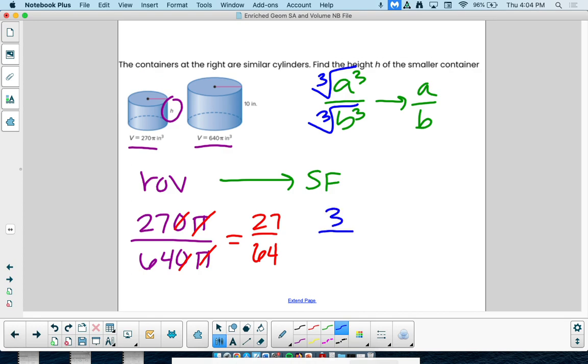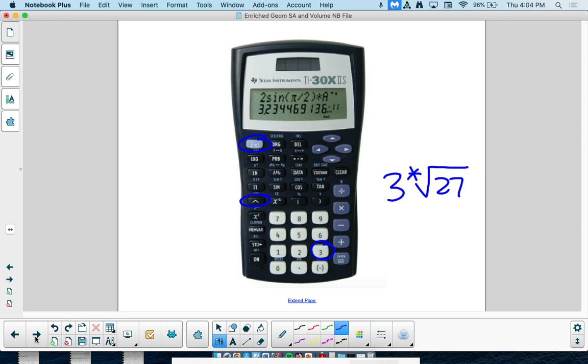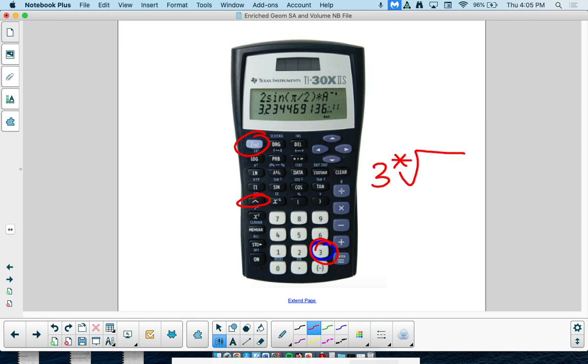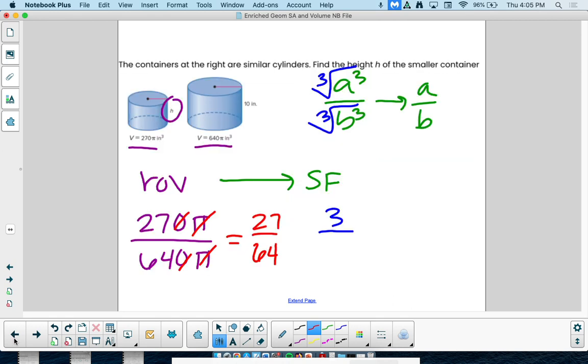Now let's try 64. I'm just going to walk you through it one more time. If you know how to do this, awesome, then ignore me. Again, we hit the button 3 because I want the cube root, the second key, this up arrow. Again, it should be 3 and the radical like this. Then you type in 64 and you should get out 4. And then from there, you write your proportion.